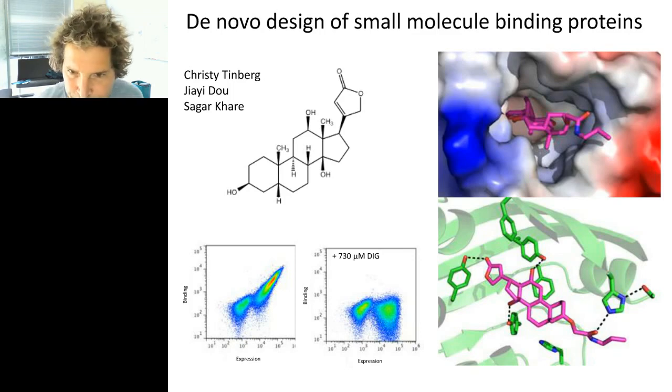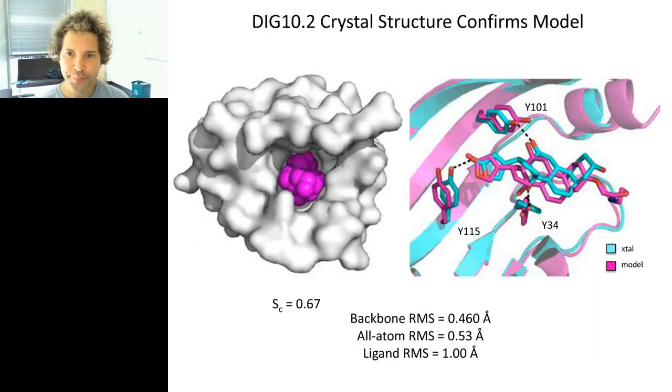In the lower panel on the right, you can see the design binding site. You see the small molecule in purple, and in green are the side chains from the design protein, and you can see the hydrogen bonds that these side chains make with the small molecule, and also how these side chains pack and form a cavity that's shape complementary to the small molecule.